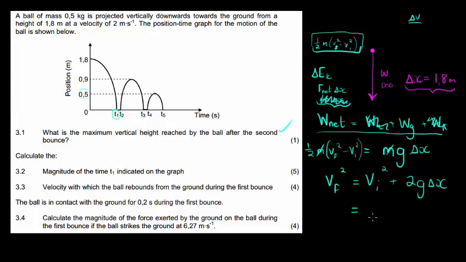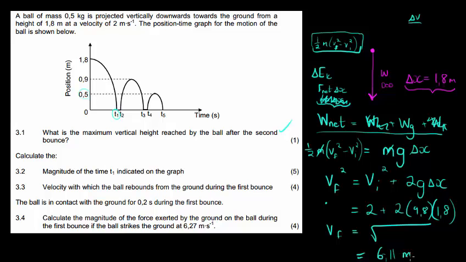Okay, so initial velocity we know was 2, 9.8, delta x is 1.8. So future velocity is the square root of that answer. Will you quickly calculate it for me, please? Okay, so we've got 6.11 meters per second.